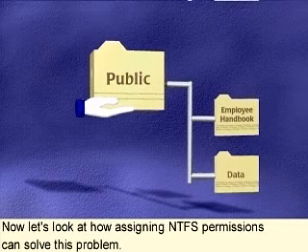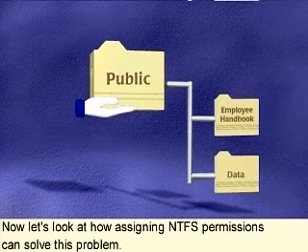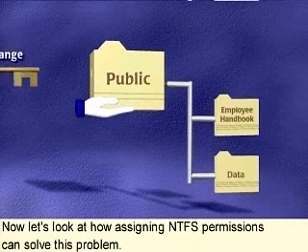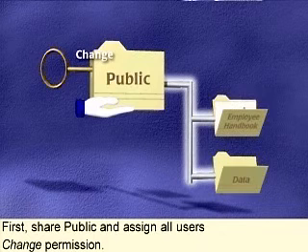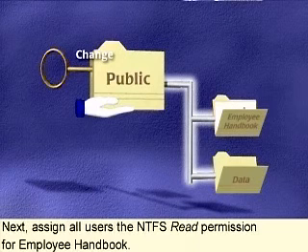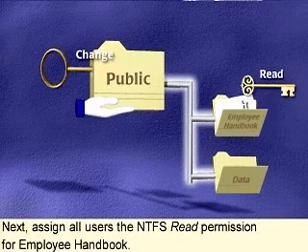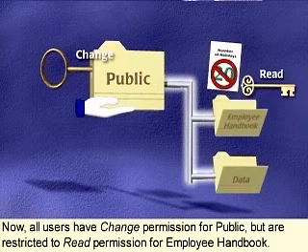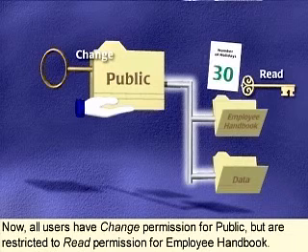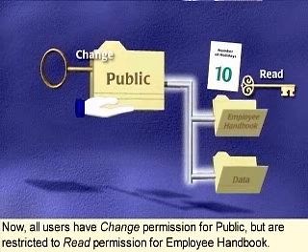Now, let's look at how assigning NTFS permissions can solve this problem. First, share public and assign all users change permission. Next, assign all users the NTFS read permission for Employee Handbook. Now, all users have change permission for public, but they are restricted to read permission for Employee Handbook.